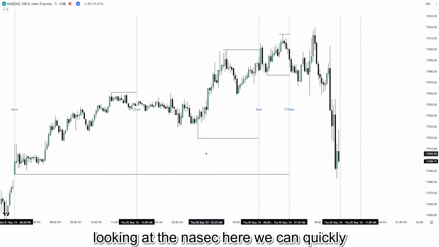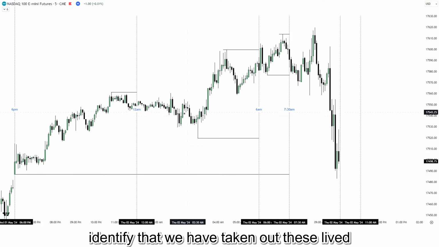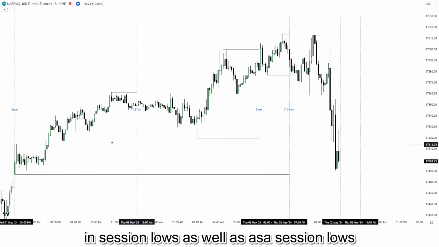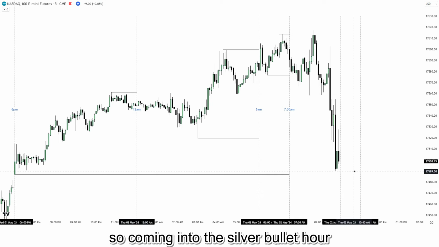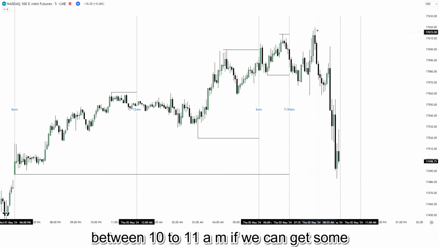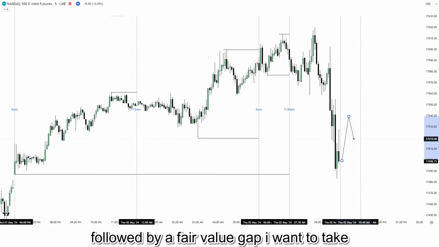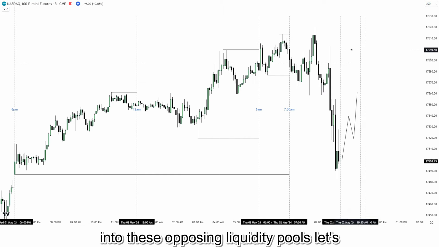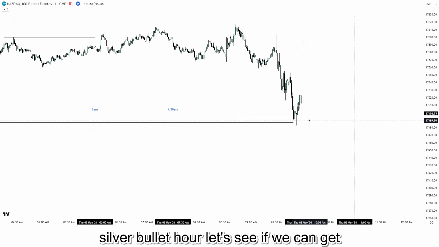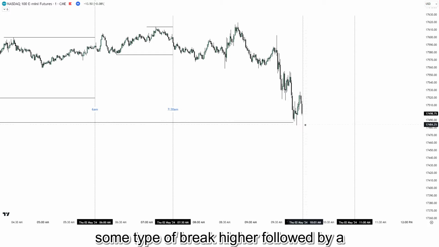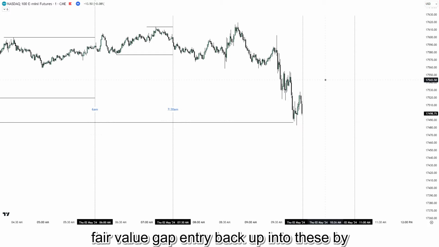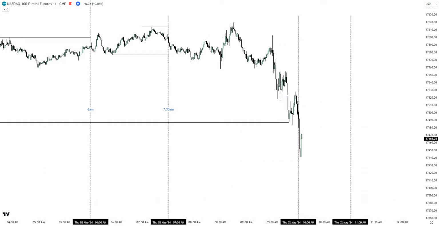Looking at the Nasdaq here, we can quickly identify that we have taken out these London session lows as well as Asia session lows. So coming into the silver bullet hour between 10 to 11 a.m., if we can get some type of break of structure to the upside followed by a fair value gap, I want to take that long into these opposing liquidity pools. Let's see what happens. We're now during the silver bullet hour. Let's see if we can get some type of break higher followed by a fair value gap entry back up into these buy side liquidity pools.